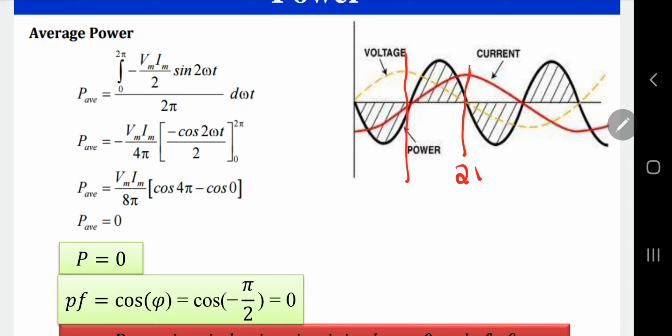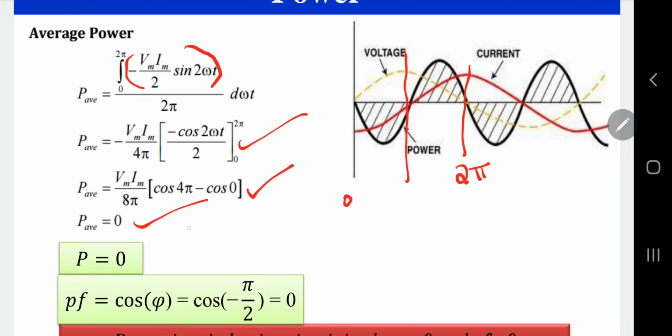We are taking 0 till 2 pi. What will be the average power? Average power is equal to integral 0 to 2 pi of p d omega t divided by 2 pi. Now just integrating this one, sin 2 omega t, we have to integrate and you will be getting this answer like this. Now applying the limits, your answer will be like this. Now after cancelling out everything, you will be obtaining the answer like this. Okay, so the average power for a purely inductive circuit is equal to 0.